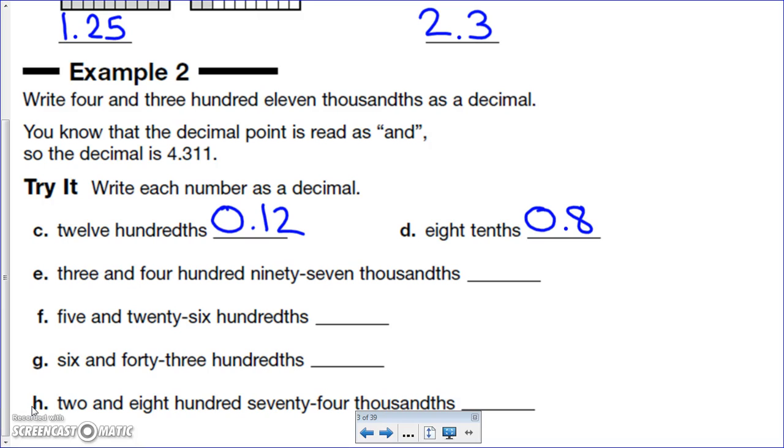For E, we have 3 and 497 thousandths. So we know the 3 is our whole number. We know the and represents a decimal point. And then we have 497 after the decimal point to represent thousandths.